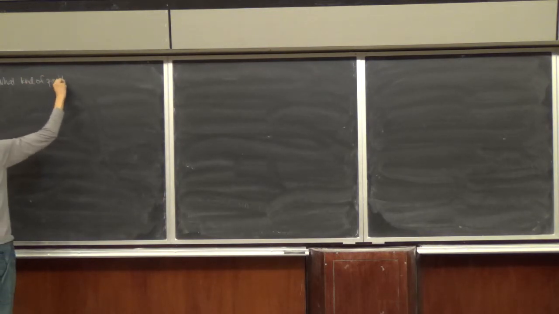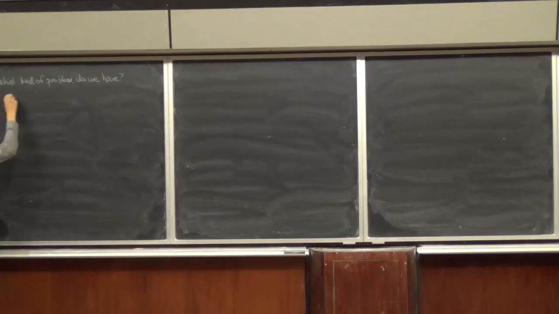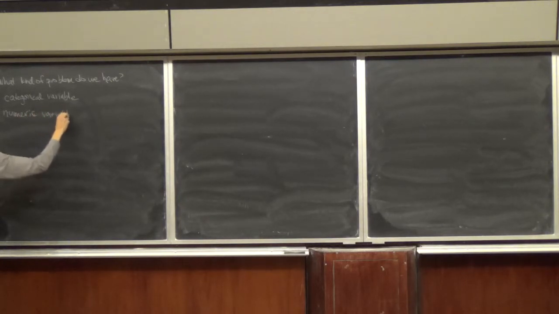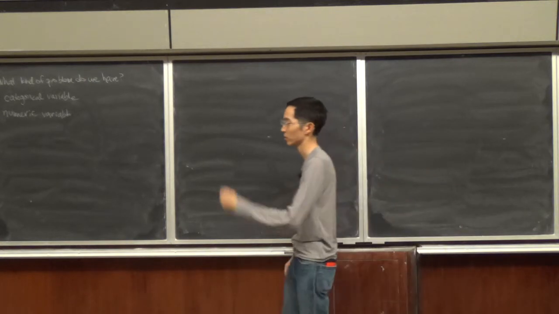Okay. All right. So let me organize what we've done. First of all, the most important thing is what kind of problem do you have? You're either dealing with a categorical variable or a numeric variable. So read through the problem, and just determine if you're dealing with a categorical variable or a numeric variable. It's very important that we can tell the difference. Like I said, if you finish the course and you cannot tell the difference between a categorical and numeric variable, you probably don't deserve to pass.